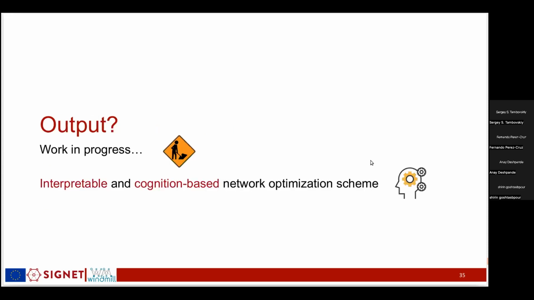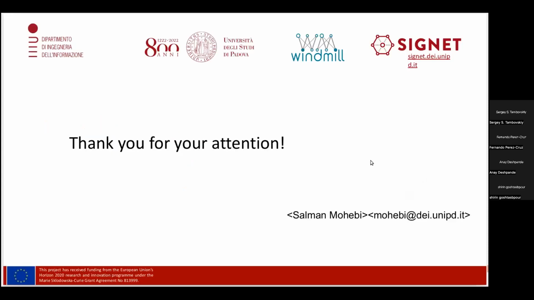This is still a work in progress. I tested it on very small scenarios and they are working fine compared to the heuristic I showed. What we expect in the end is interpretable and cognition-based network optimization. I hope very soon you can find some output of this work on the internet.